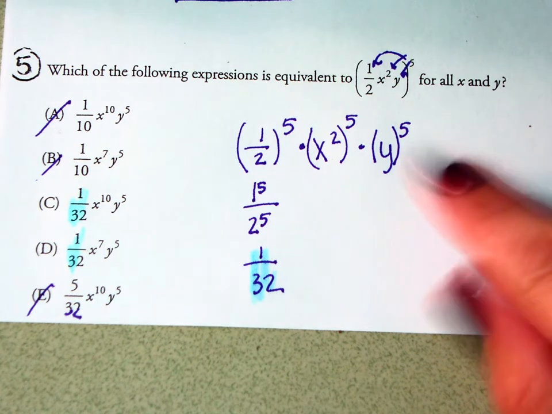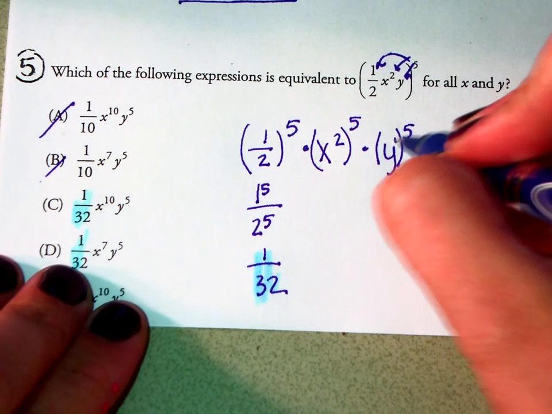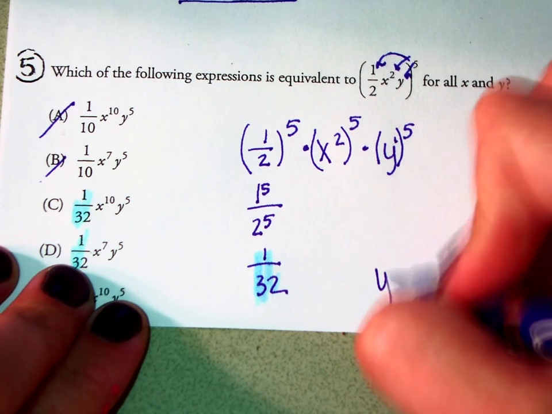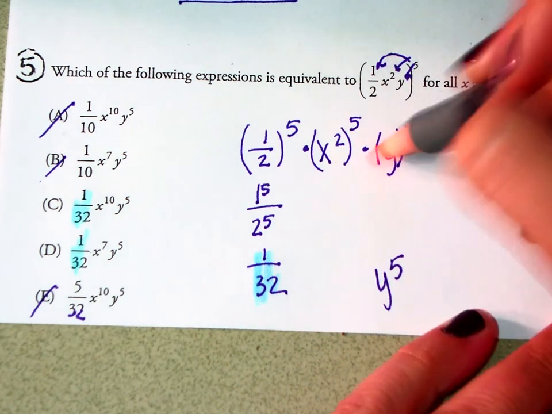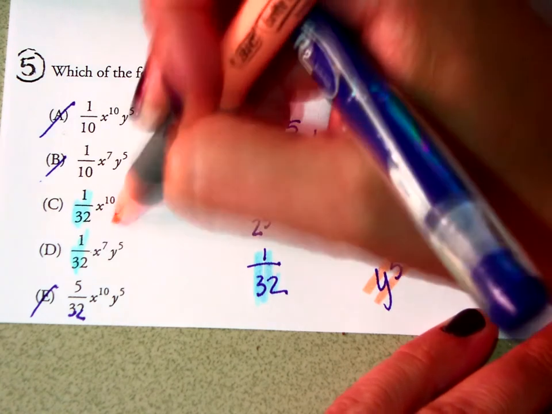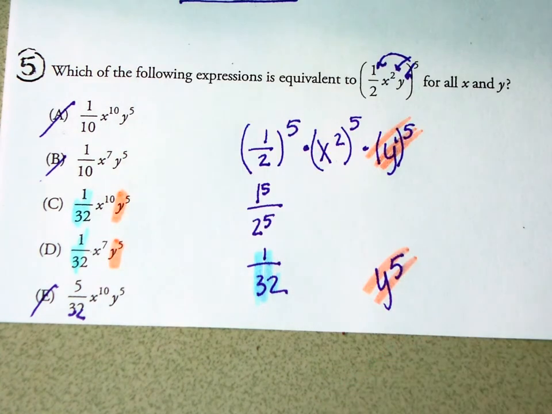So notice here, we have y to the 1 basically raised to the 5. We know that this is going to reduce to y to the 5th, because 5 times 1 is 5. Notice how both of these still have y to the 5th in them, so we can't get rid of anything.